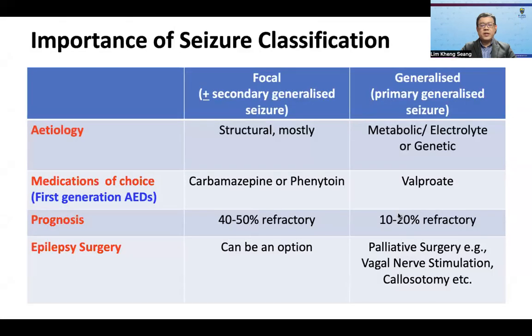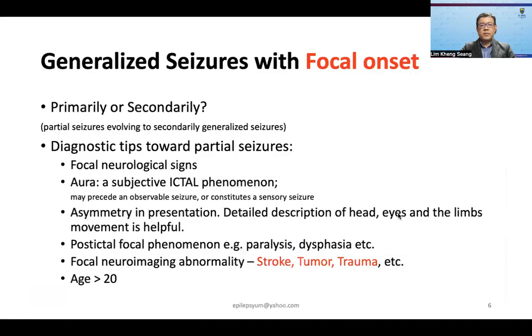It's important to classify seizures into focal and generalized because the etiology, medication of choice, prognosis, and the options for epilepsy surgery are not the same for focal and generalized seizures. However, in the emergency department or in medical clinic, we are often seeing patients with GTC, the short form for generalized tonic-clonic seizures. But not all GTCs have a generalized onset. Some of them, in fact, have a focal onset.